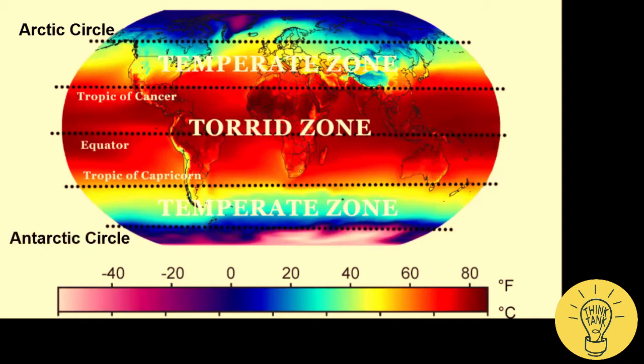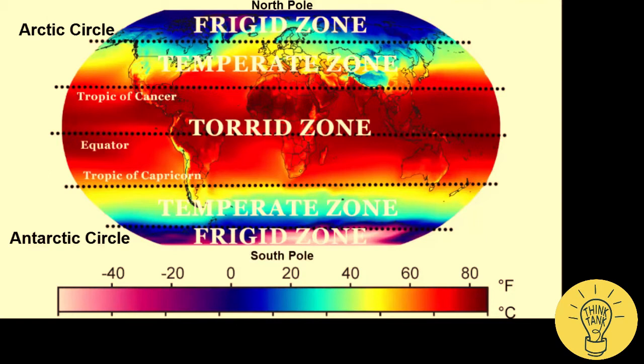Now this area has a pleasant climate. That's why you will find most of the tourist destinations in the world located in temperate regions. As we go even further away, we have the frigid zone. It's cold, freezing out here. This area is in between the Arctic Circle and the North Pole in the northern hemisphere, and in the southern hemisphere it is between Antarctic Circle and South Pole. So these were all the latitudinal changes that affect the climate of a place.